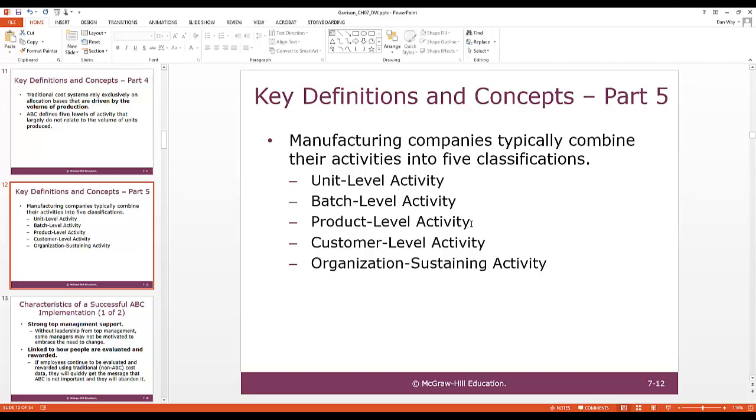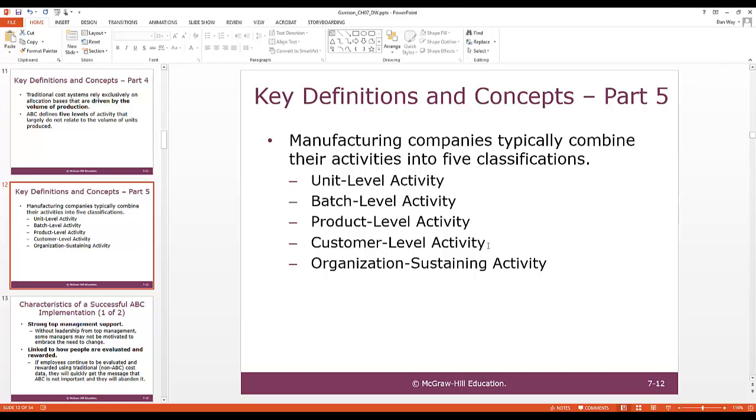A product level activity is done only once for a particular product. So that may be a product design change. Right? We only do that one time, and then we run an indiscriminate number of batches and units based on that new design. Doesn't mean we can't do the design change again. It just means for each design change we have, that's not dependent on the number of units or even batches that we produce of that product.